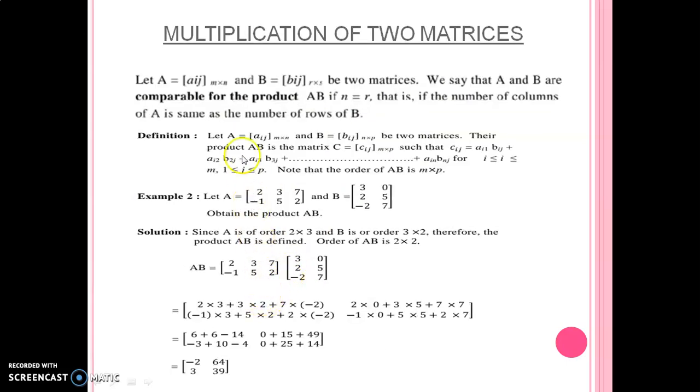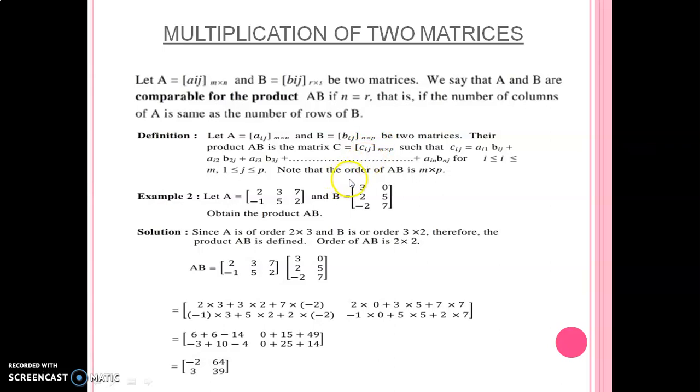Next is the multiplication of two matrices. Multiplication of two matrices is only possible if the number of columns of the first matrix is the same as the number of rows of the second matrix. That is, here we are given the order of matrix A as m cross n and the order of matrix B as n cross p. So this matrix multiplication is possible.